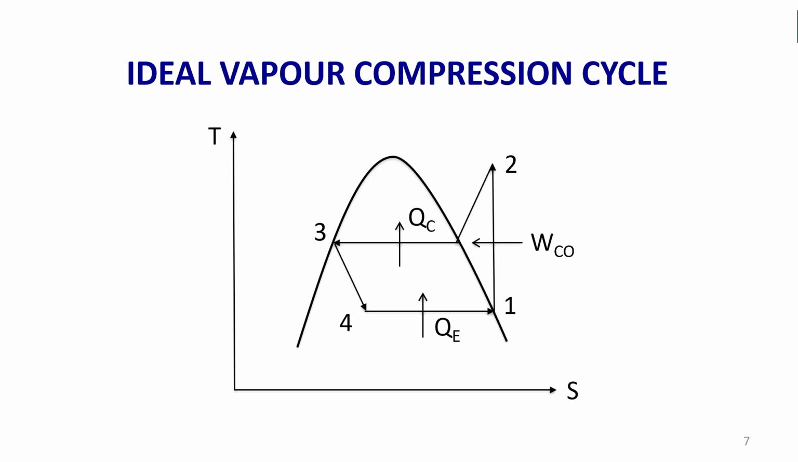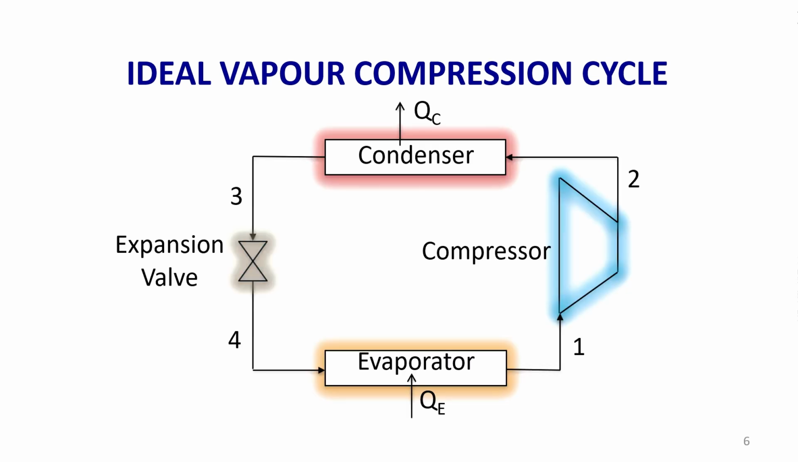The compressor is a device which requires electrical energy, so work is done on the system. The condenser rejects heat, so the arrow mark is pointed towards outside, and this is the heat addition process. Heat is extracted from the space where we want cooling, so the arrow mark is pointed towards this one. Now let me explain this process.